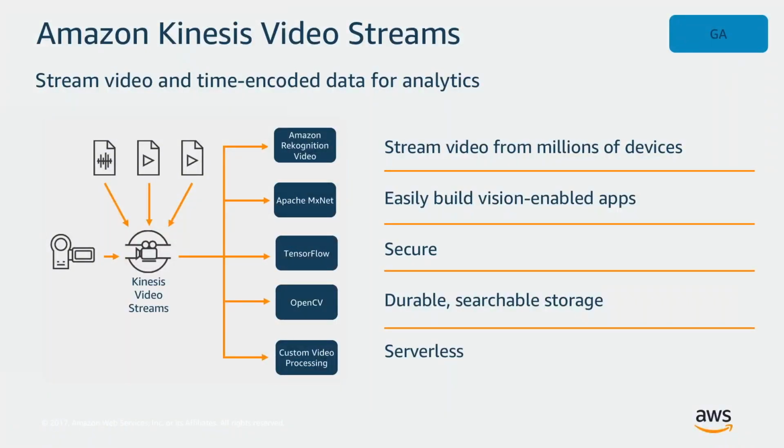Now moving to Amazon Kinesis Video Streams. Kinesis Video Streams now make it easy to securely stream video, audio, and other time-encoded data from sources like cameras, radars, thermal sensors, and other connected devices to AWS for machine learning, analytics, and more.